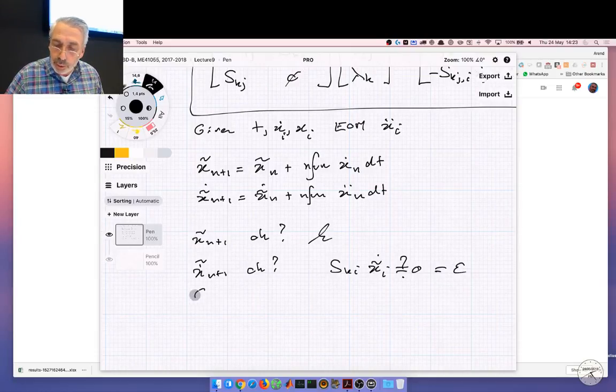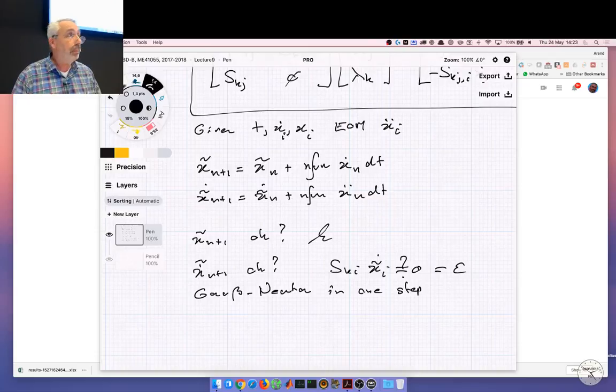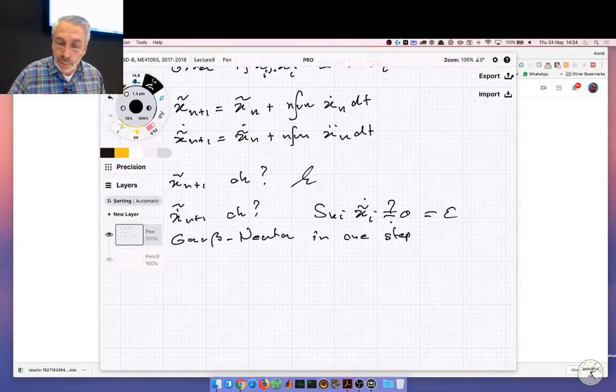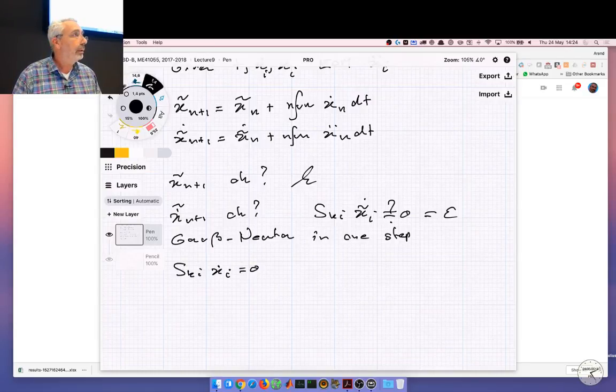And then with our Gauss-Newton process, in one step, because it's a linear minimization problem, because it's always linear in the speeds, in one step we can step back on our surface. Our constraint equation has this simple form: Ψ times x dot is 0. Very simple, very linear.